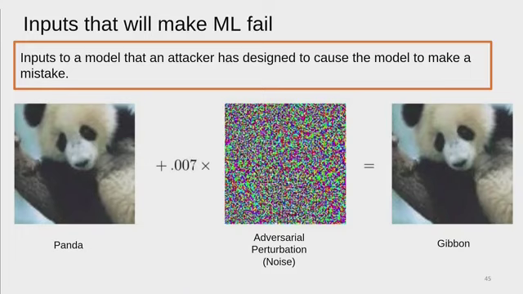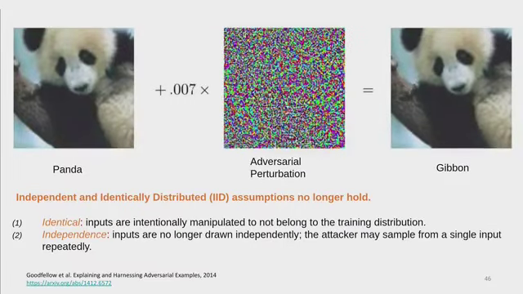So these are inputs to a model that an attacker has designed to cause the model to make a mistake. The goal is that instead of doing the right classification, that, for example, a human would say this is a panda, the model says something different. So slight modifications cause a massive effect for the model that would then invalidate or cause the model to give an incorrect answer.